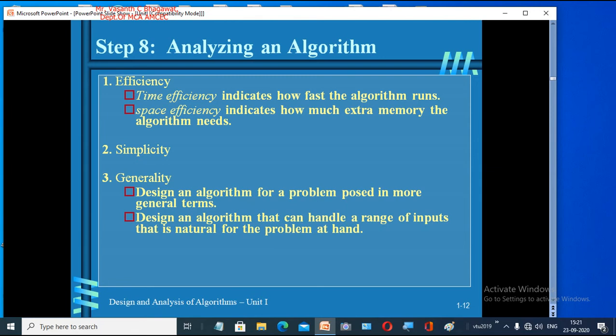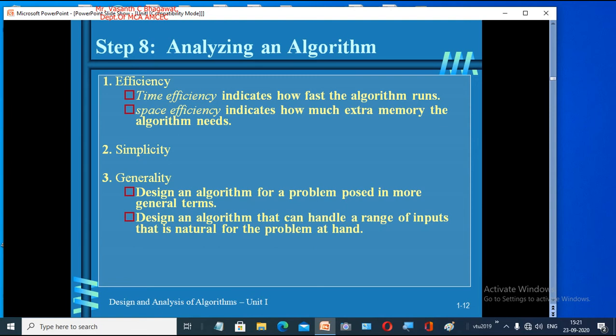One is efficiency. You are going to check whether your algorithm is efficient. On what parameter? Basically 2 things. One is time efficiency, which indicates how fast the algorithm runs, and is also called time complexity. You have to calculate the time complexity and see that yes, my algorithm is working fast. The second one is space efficiency. It indicates how much extra memory the algorithm needs.